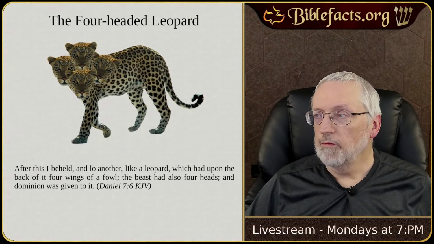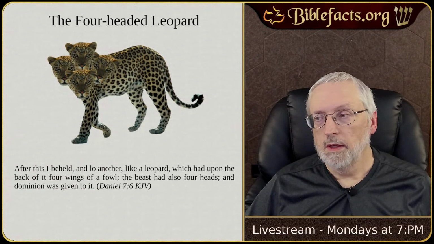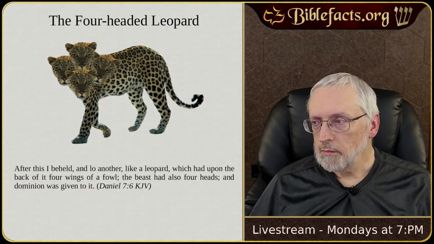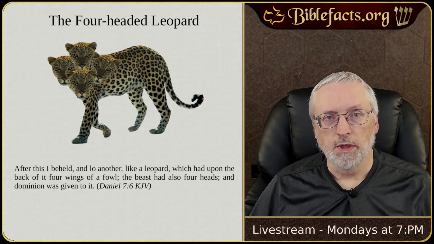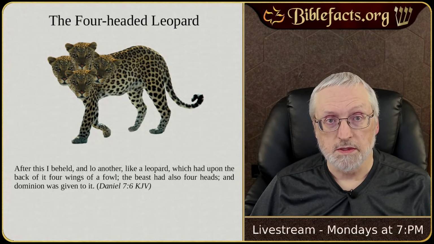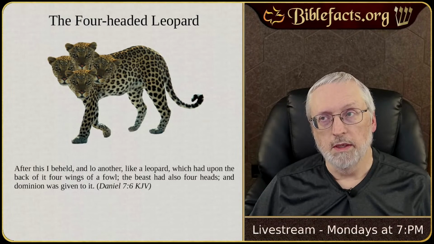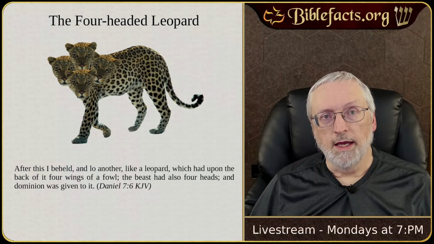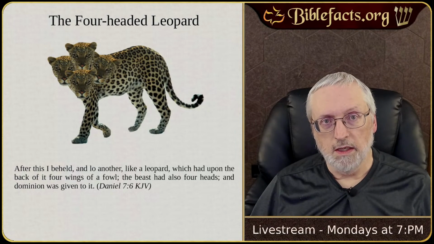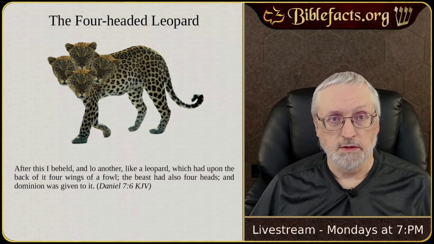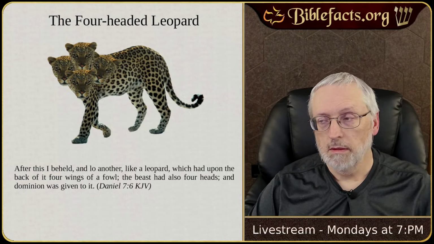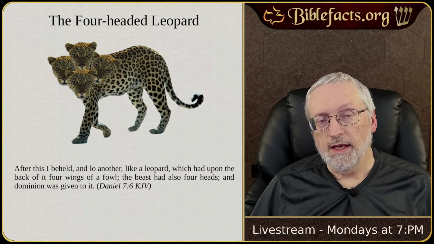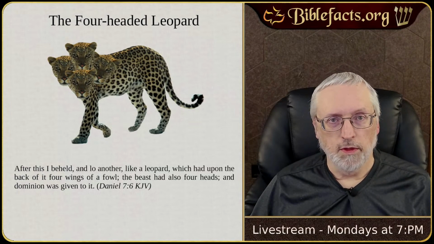And then we had the four-headed leopard, and this represented Greece, which is the next empire. The empire of Greece would divide into four pieces. Alexander the Great came in and took over the known world, and as soon as he died, instead of the entire kingdom being given to one of his sons, as would happen with a king, where the prince would become the next king, it was divided among four of the generals.